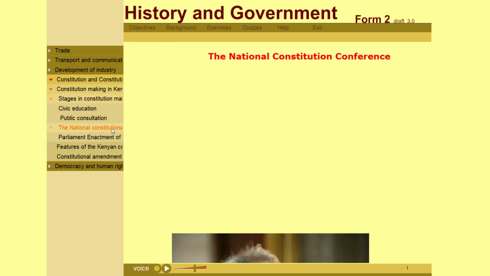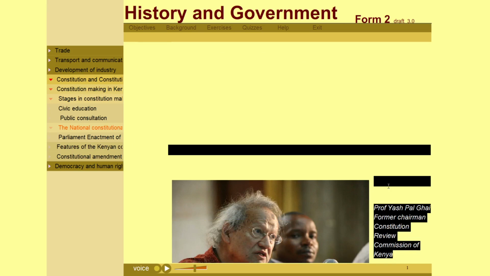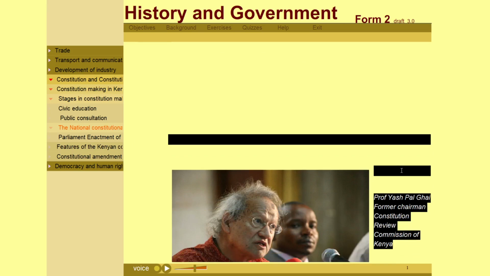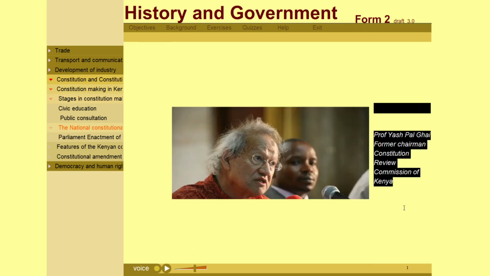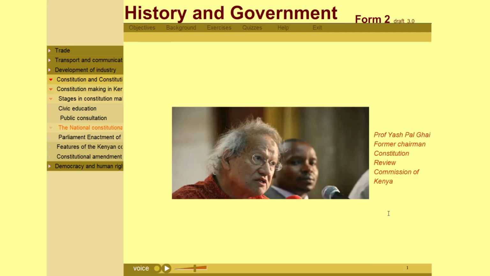Another effort was initiated to review the constitution in the year 2008. The Committee of Experts drafted the constitution. This draft was adopted by Parliament and then subjected to a referendum on 4th August 2010. A referendum is a forum where people decide directly on the constitution by voting. In this case, Kenyans voted for the constitution.